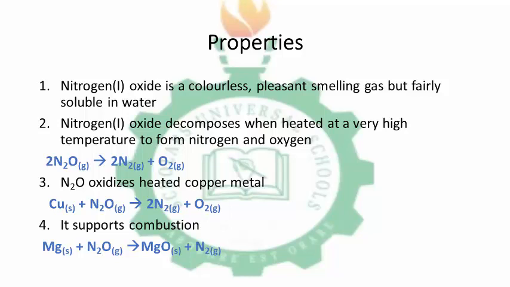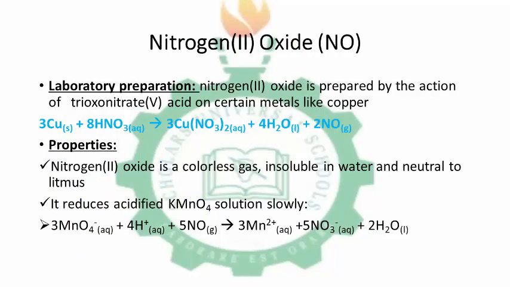Now also, nitrogen 1 oxide supports combustion. For example, magnesium burns in the presence of nitrogen 1 oxide gas to form the magnesium oxide and also liberate nitrogen gas in the process. Now to the second gaseous compound formed by nitrogen, which is nitrogen 2 oxide, and it has the chemical formula of NO.